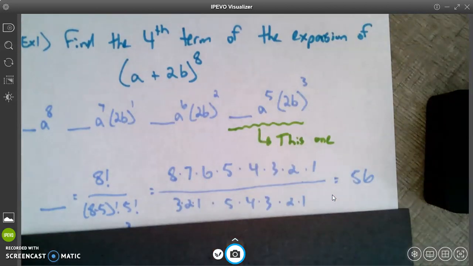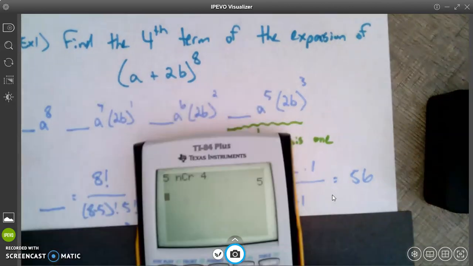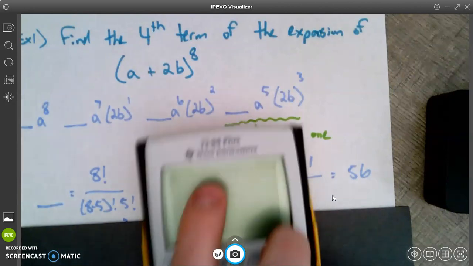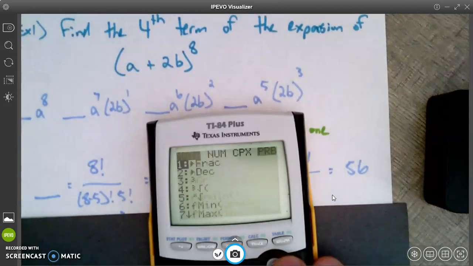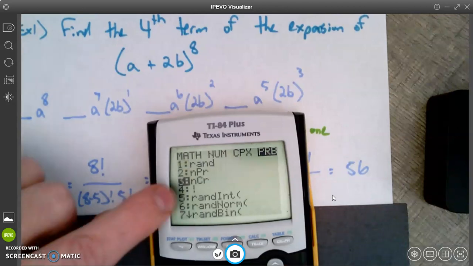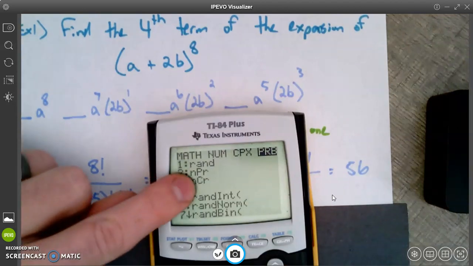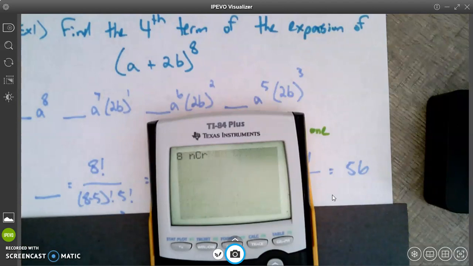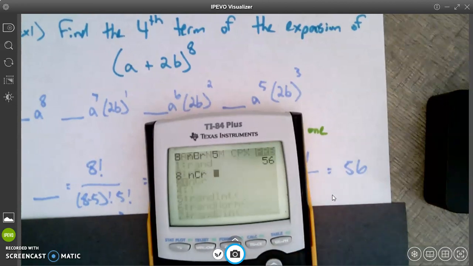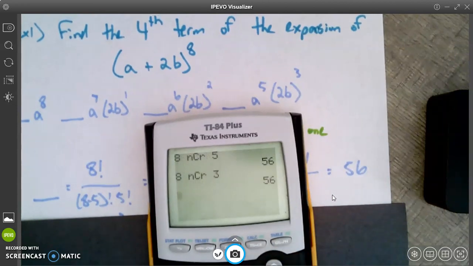I can put this in my calculator, and depending on what calculators you have, we're trying to do 8 and 5. So 8, I go to the PRB for probability, because you use a lot of this in probability. It's nCr. There's the n and r we were just talking about with a combination. So 8C5. Hey, there's our 56. How about 8C3? Hey, 56. Because of symmetry on Pascal's triangle, it's the same number.